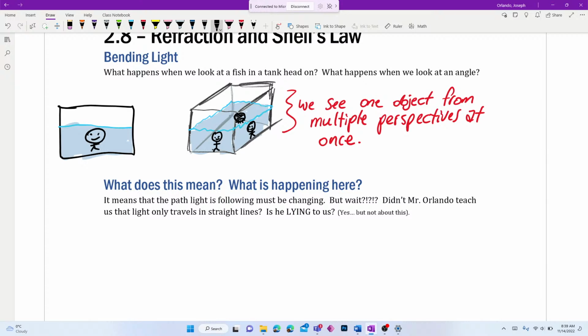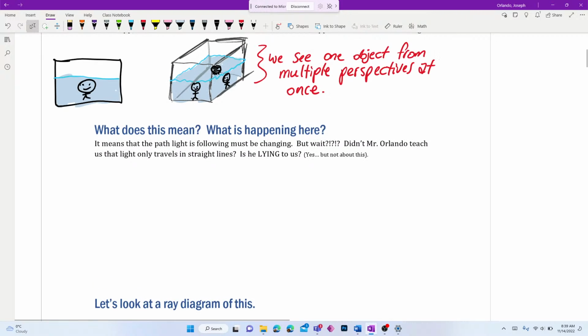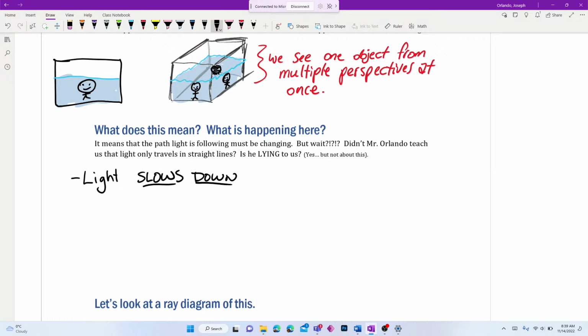So what's going on here? It means that the path light is following must be changing. And we said that light only travels in straight lines. So is that a lie? No. Light slows down or speeds up as it moves from one medium to another.